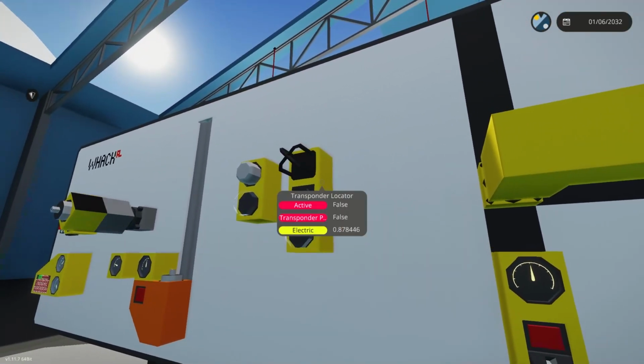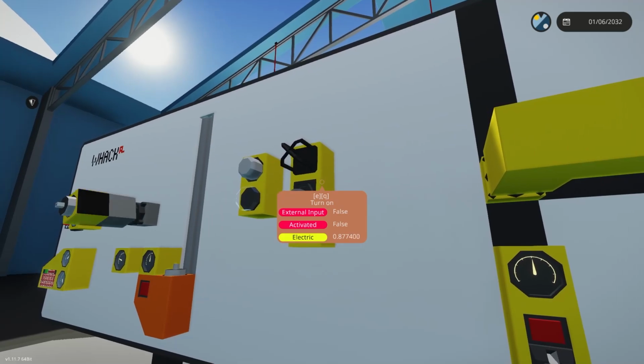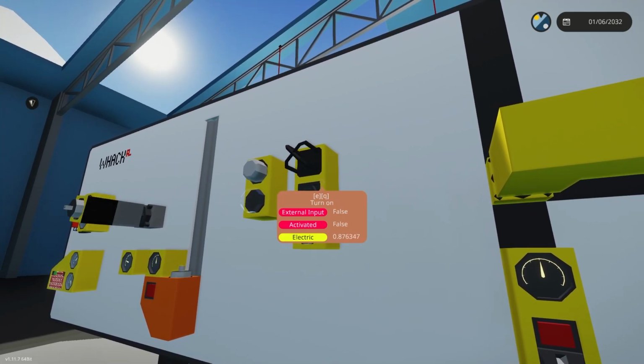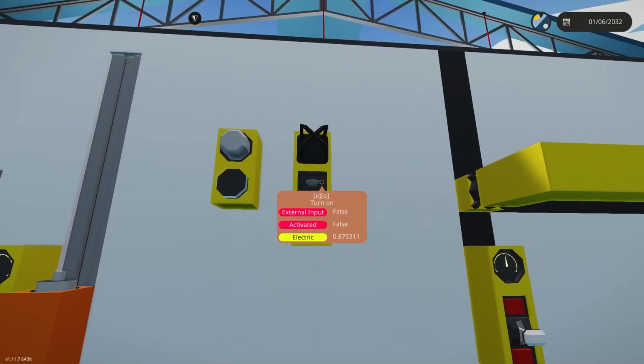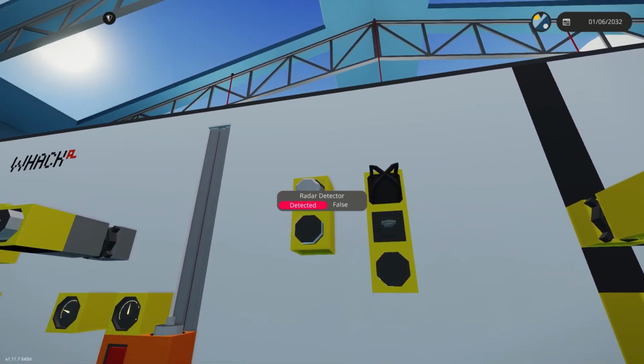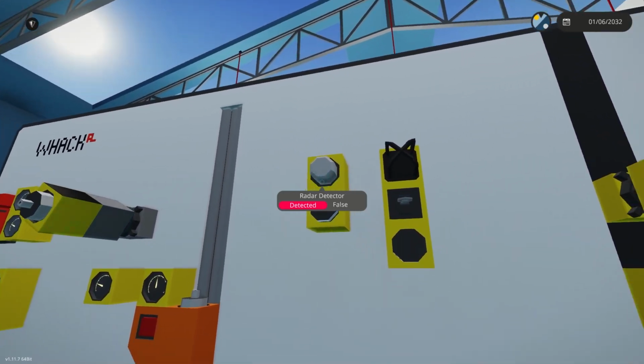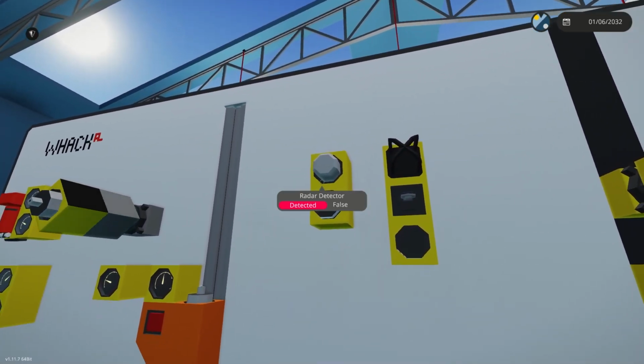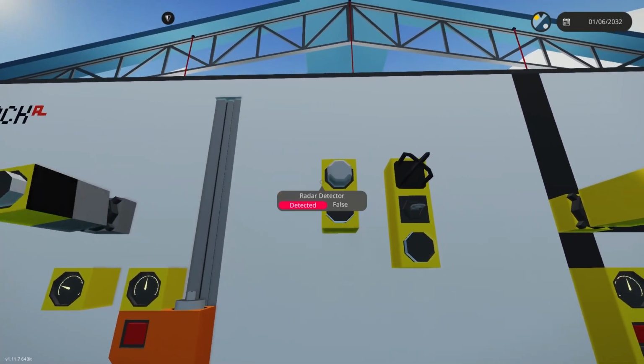The transponder locator is really useful for search and rescue. Most planes are going to have this on them. They should have this on them. This is going to help you find things that have crashed. So this is a pretty useful thing to have in Stormworks. The radar detector is going to be more combat oriented. There is no real need to have one of these other than combat reasons.